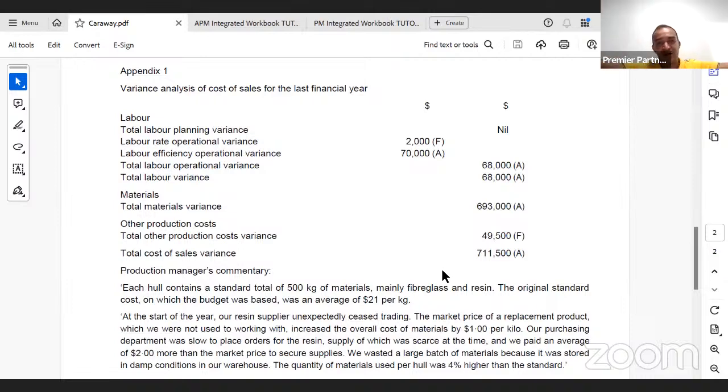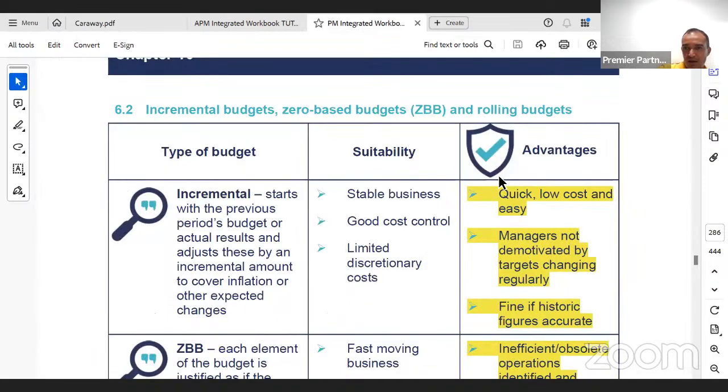Planning and operating variance. Now you see, you need to know the equation to do that. That's what I showed you at the beginning. Planning is the difference between the original standard and the new standard, or what we call the revised standard. Operating is the difference between the revised standard and the actual. Now find that 693, how they have arrived at that.